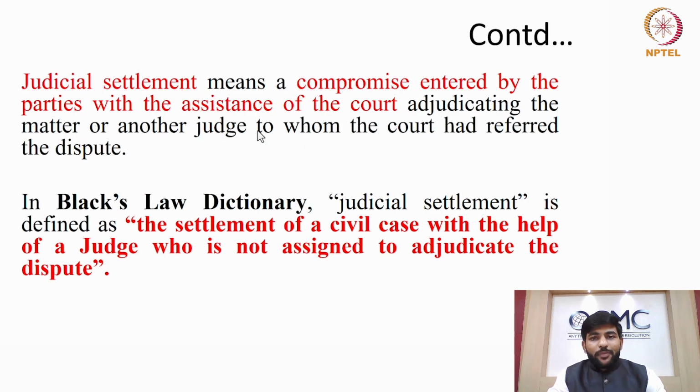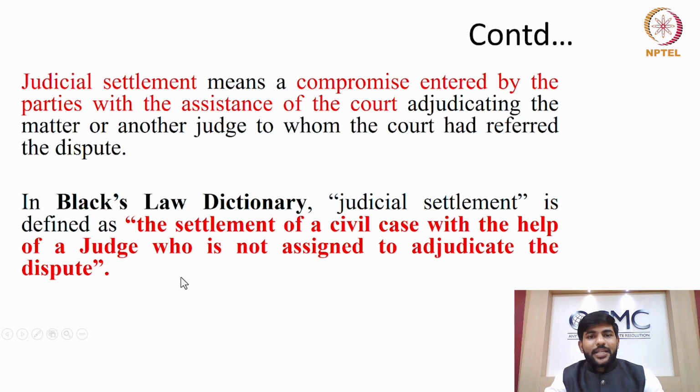So judicial settlement means a compromise entered by the parties with the assistance of the court adjudicating the matter and another judge to whom the court had referred the dispute. And even judicial settlement is defined as the settlement of a civil case with the help of a judge who is not assigned to adjudicate the dispute. So these are the two definitions which clear this out. So these are the bare provisions or the dictionary meaning of judicial settlement.